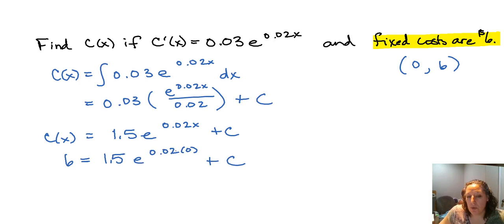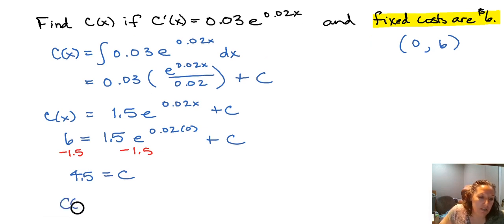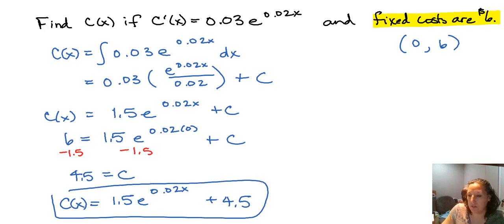So e to the 0.02 times 0 is e to the 0. Anything to the 0 power, finite numbers, is equal to 1. And so this is just going to be 1.5 for this first term. So we will go ahead and subtract 1.5 from both sides. 6 minus 1.5 is 4.5 equals our c. And so that means that our cost function is going to be 1.5 e to the 0.02x plus 4.5.